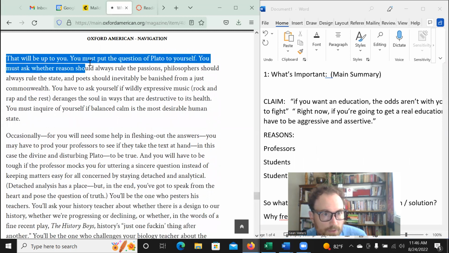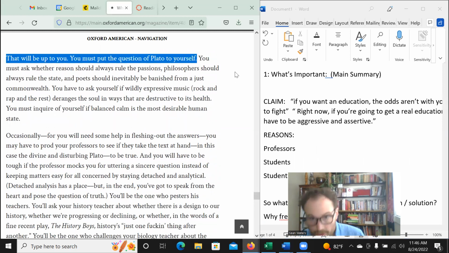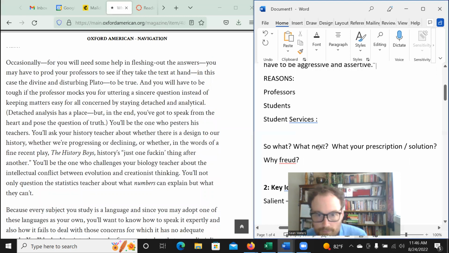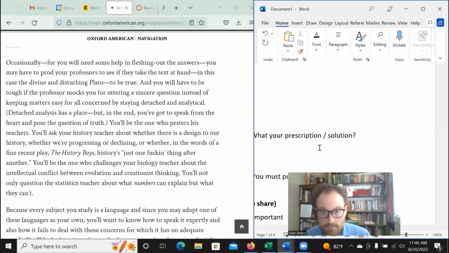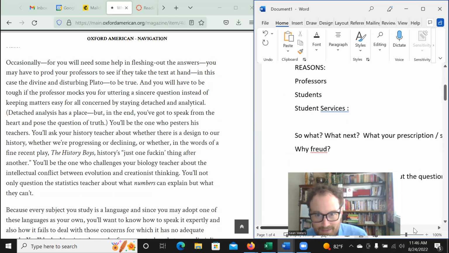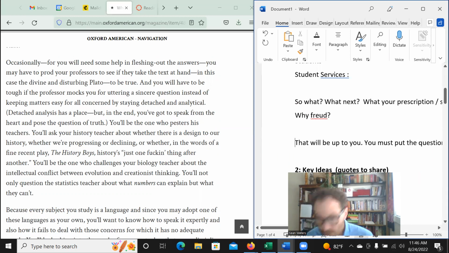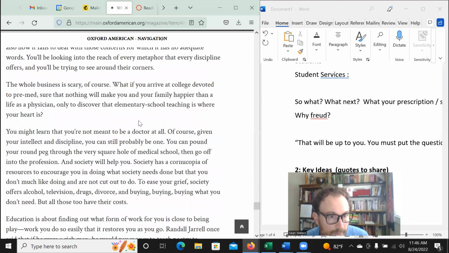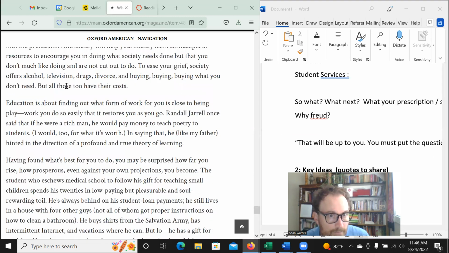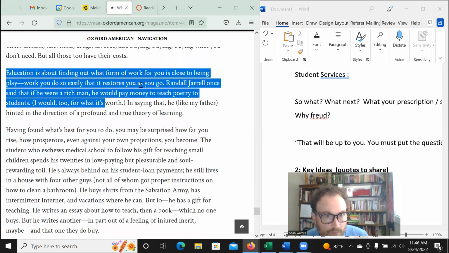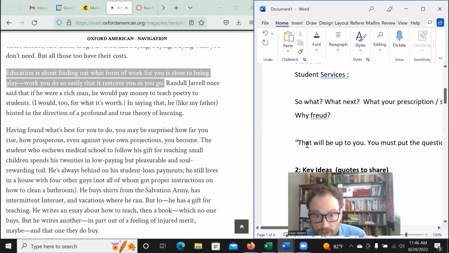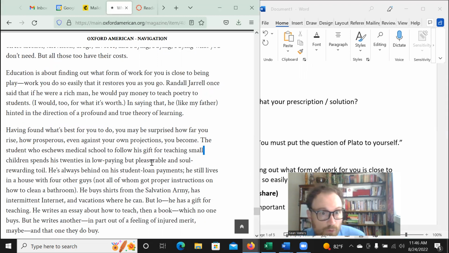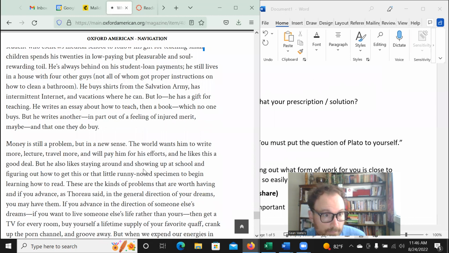It will be up to you. You must put the question of Plato to yourself. I'm kind of doing a shorthand every time I take these quotes. I'm going to need to just go back and put Edmundson in there. Finding this form of play. Education is about finding what form of work is so close to being play.